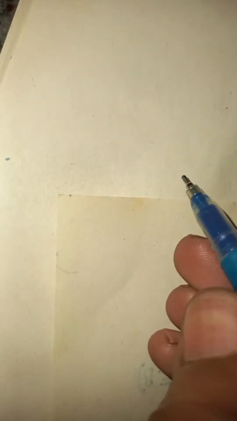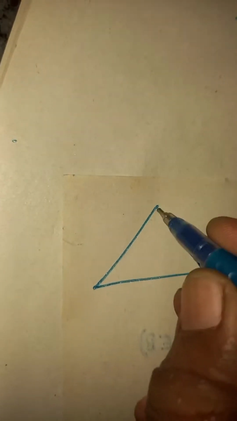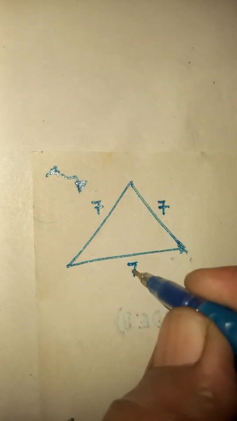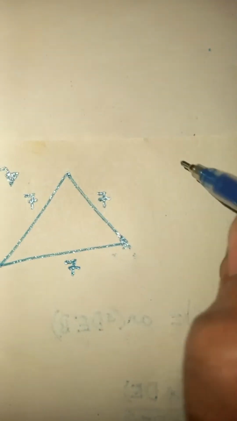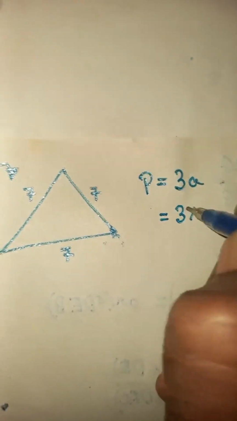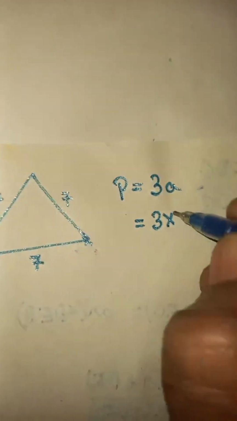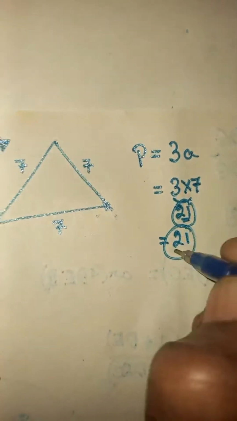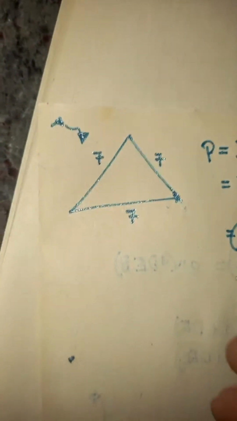Let's take out one more triangle. In this triangle, they have given all sides to be equal to 7 units. All sides are 7 units means you need to find out the perimeter first. Perimeter of this equilateral triangle is 3 times the side length, that is 3 times 7 units. 3 times 7 is 21. So 21 units is the perimeter of this triangle.